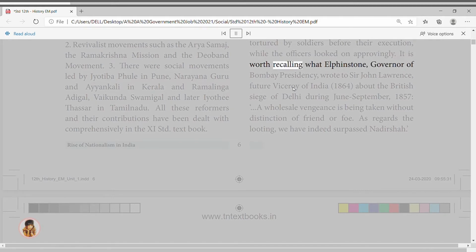It is worth recalling what Elphinstone, governor of Bombay Presidency, wrote to Sir John Lawrence, future Viceroy of India, in 1864, about the British siege of Delhi during June-September 1857: a wholesale vengeance is being taken without distinction of friend or foe. As regards the looting, we have indeed surpassed Nader Shah.